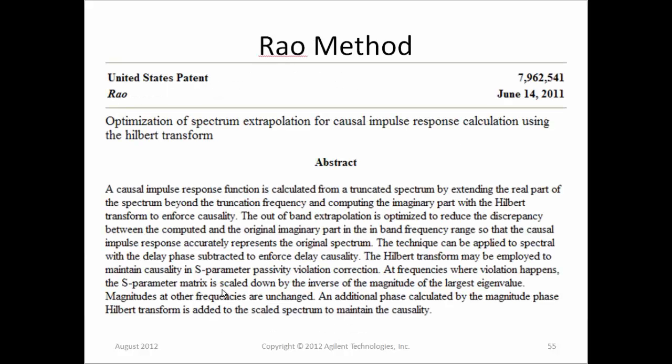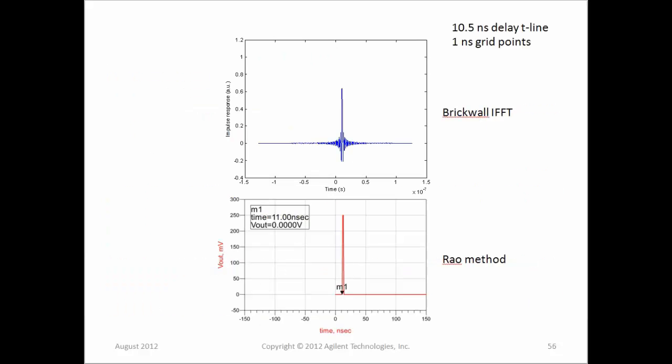But fortunately, there is a good solution. It's published in this United States patent called the Rao Method, and the title of the patent is Optimization of Spectrum Extrapolation of a Causal Impulse Response using the Hilbert transform. We're actually going to use this Kramers-Kronig property to create a causal impulse response from the frequency domain data.